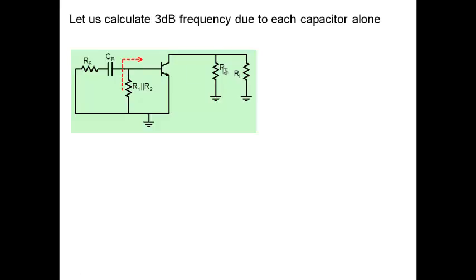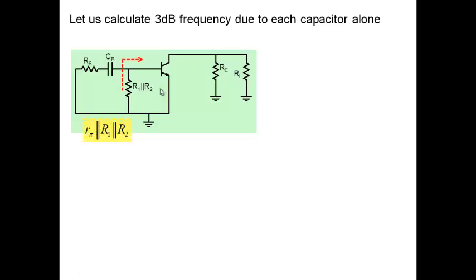What do I see? I see R1 parallel R2. And I see a resistance between base and emitter. And what is that resistor? R pi. So what is it? When I look from here, what is the resistance that I'm seeing? R1 parallel R2 parallel R pi.